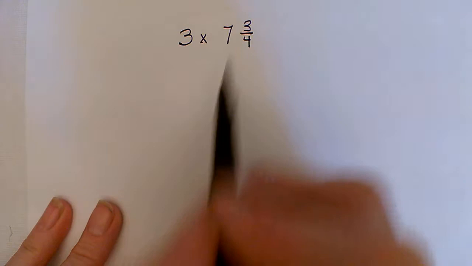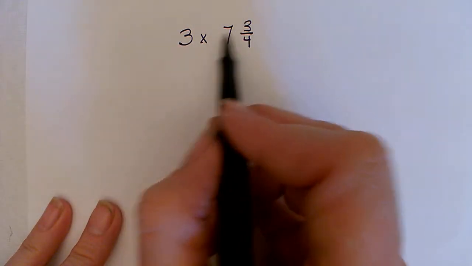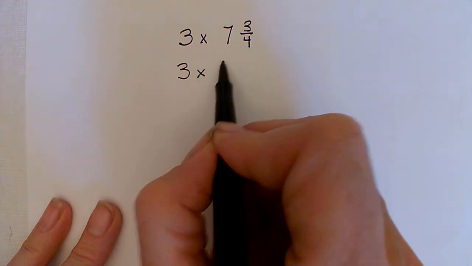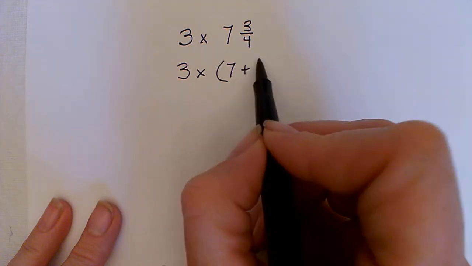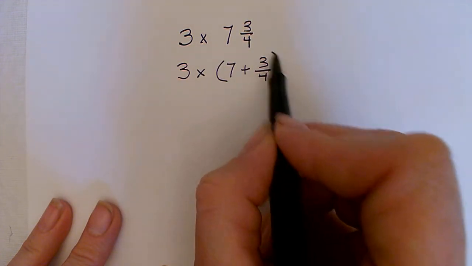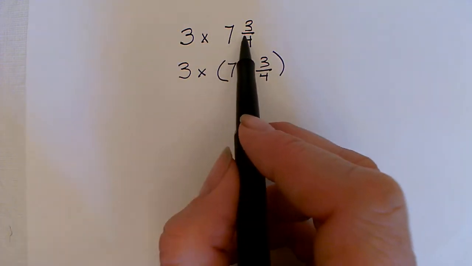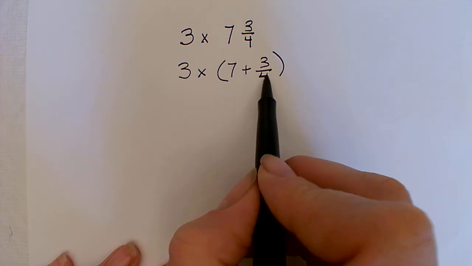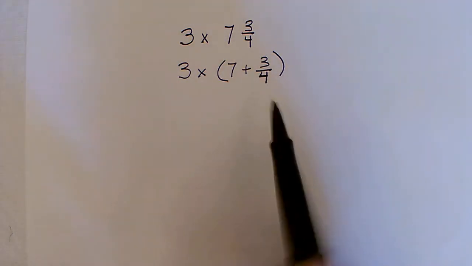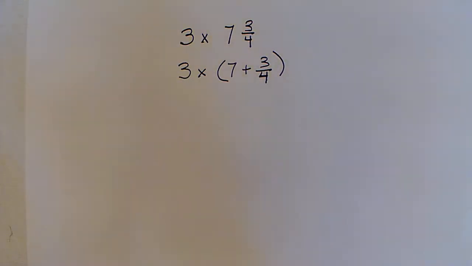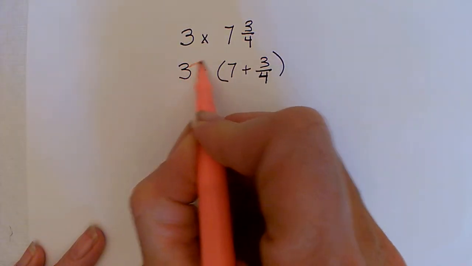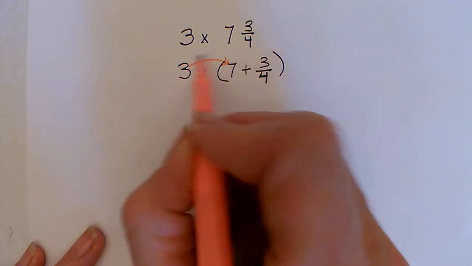All right, so to do this one, again, let's first pull this apart. So let's rewrite this. So we're going to have 3 times 7 plus 3/4. And all I did was I pulled apart my mixed number. So I decomposed it into 7 plus 3/4. And now what we want to do is distribute that 3 across. So we're going to do 3 times 7 and 3 times 3/4.